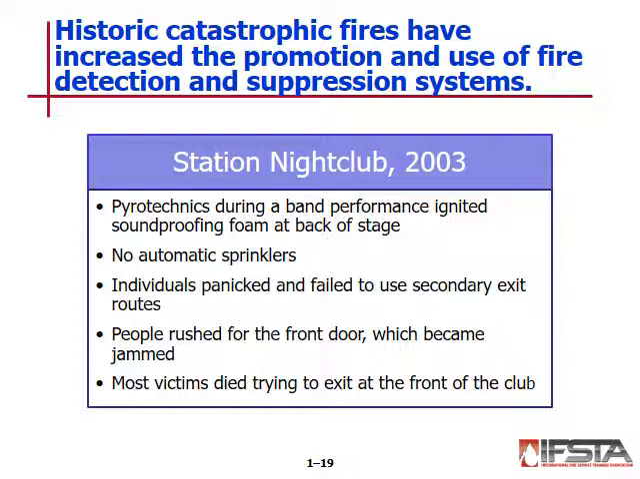There were no automatic sprinklers. The individuals panicked and failed to use the secondary exit routes. People rushed for the front door, which became jammed with bodies and people, and most of the victims died trying to exit at the front of the club. So people were getting trampled, black smoke was pouring out, you had fire everywhere, and it was just an unfortunate massive mob.